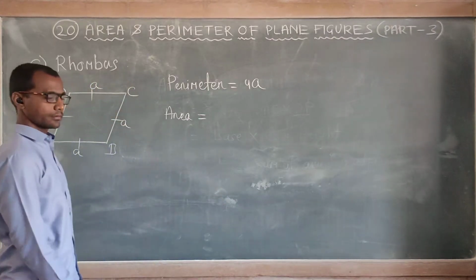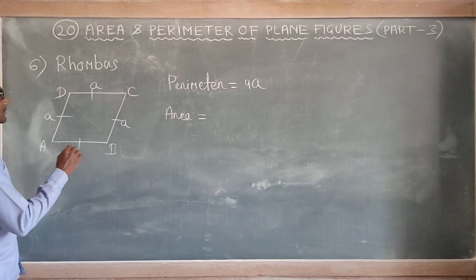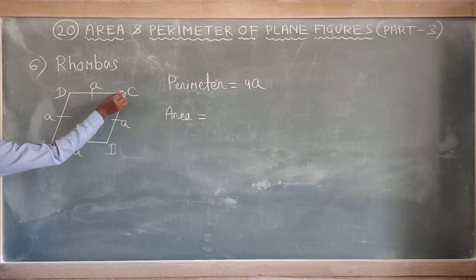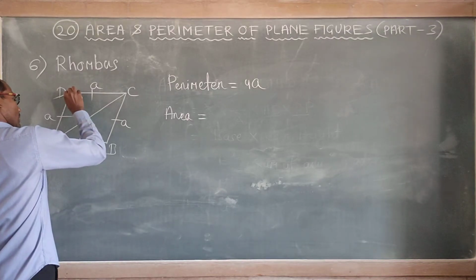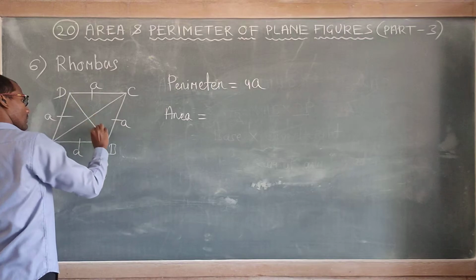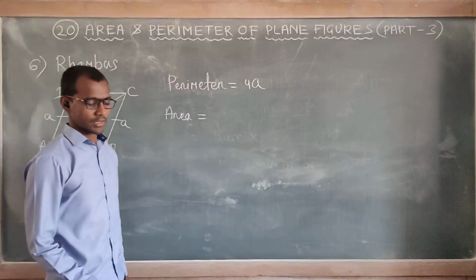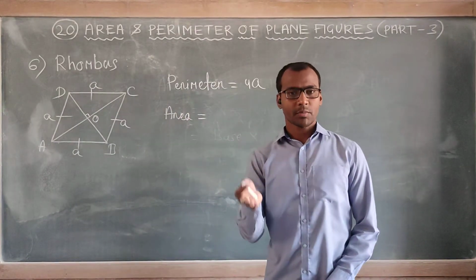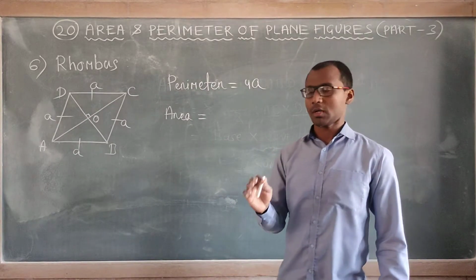Area is equal to, see, if we join AC and BD, means we get the diagonals. Let us join AC and BD. We know that in rhombus diagonals are perpendicular to each other. They are not equal. In a square, diagonals are perpendicular and equal also. But in a rhombus, diagonals are simply perpendicular. They are not equal.